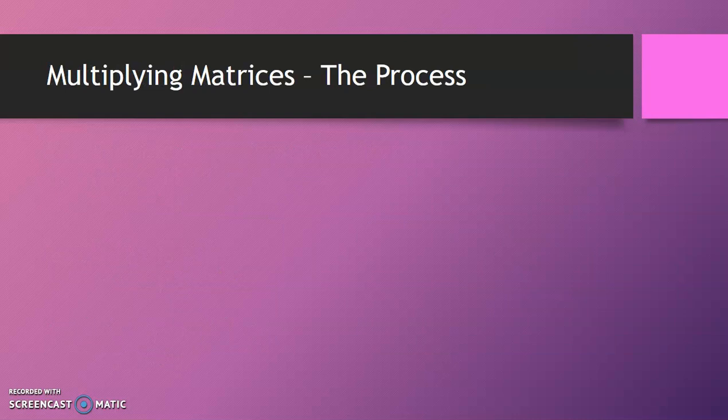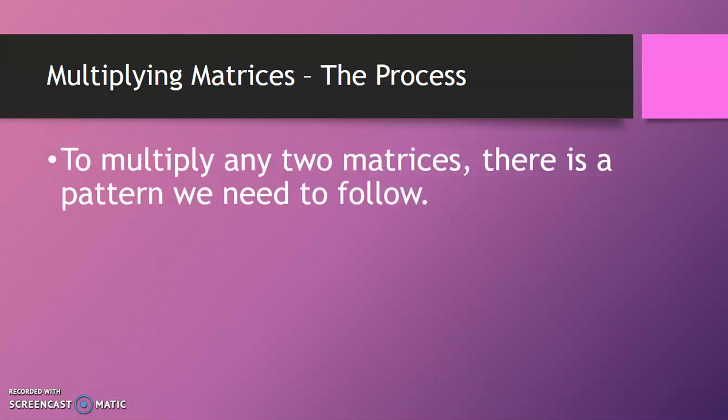So let's get into the process of actually multiplying matrices, because unfortunately multiplying matrices is not as simple as adding or subtracting matrices was, which was covered in part 1 of this series. In order to multiply any two matrices, there is a specific pattern that we need to follow. I'm going to show you a very general example using 2 by 2 matrices here.